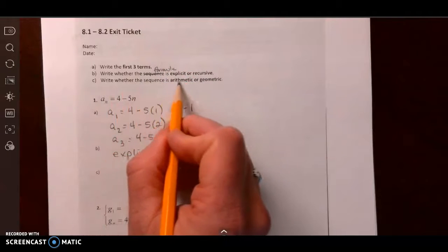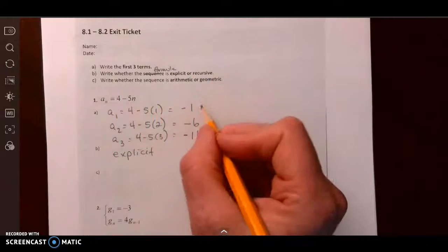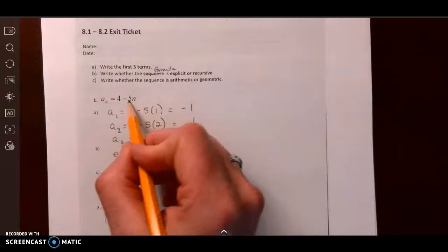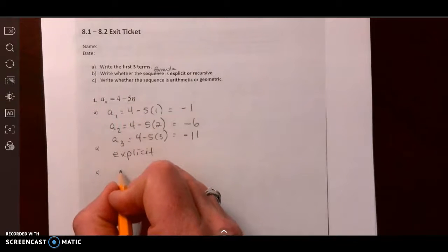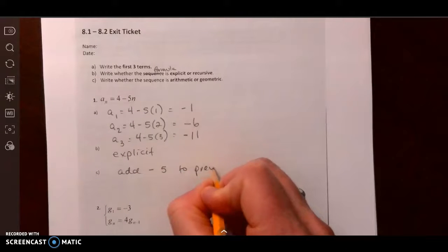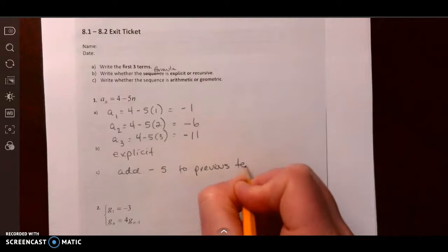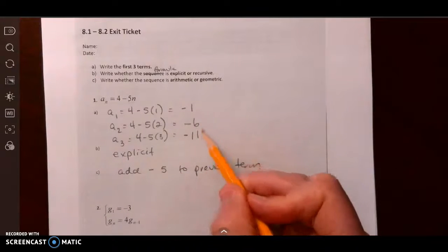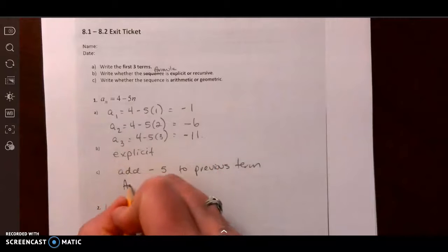And write whether the sequence is arithmetic or geometric. Well, you can tell we keep subtracting 5. So it's adding negative 5 to the previous term, which makes it, each time we're adding negative 5, it makes it arithmetic.